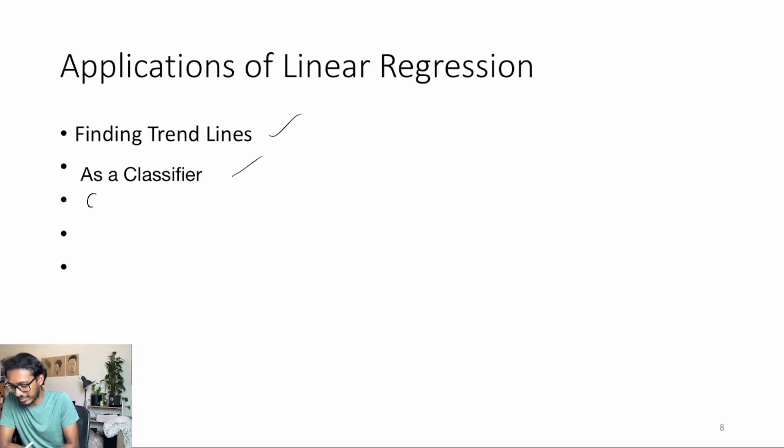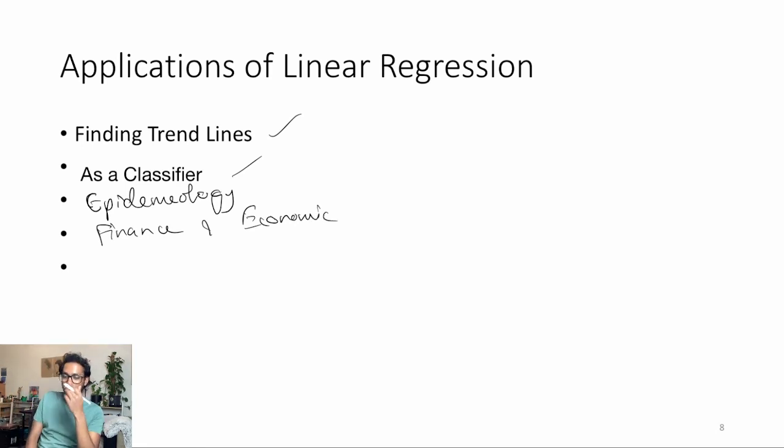Linear regression is used in epidemiology quite a lot, and finance and economics, because in finance and economics or epidemiology, we are interested in finding out relationships between the independent variable and the dependent variables, and I guess these sort of fall under the finding trend lines territory.